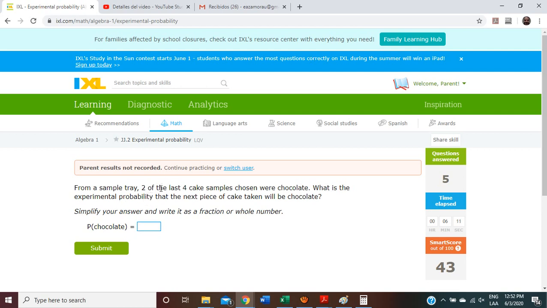From a sample tray, 2 of the last 4 cake samples chosen were chocolate. What is the experimental probability that the next one is going to be chocolate? So it's 2 out of 4. So the experimental probability, or the probability, will be 1/2. Okay.